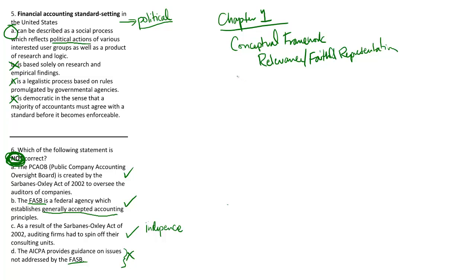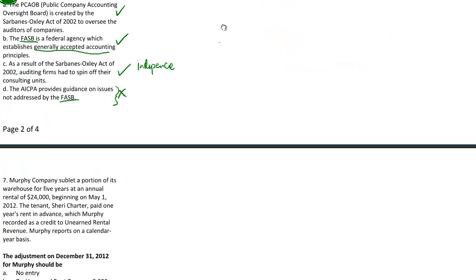Okay. You'll want to understand the political process, the difference between FASB and the AICPA, as well as the SEC, and even just a little bit on IASB, which focuses on the international standards, IFRS, International Financial Reporting Standards. Okay, let's look at the next set of questions.